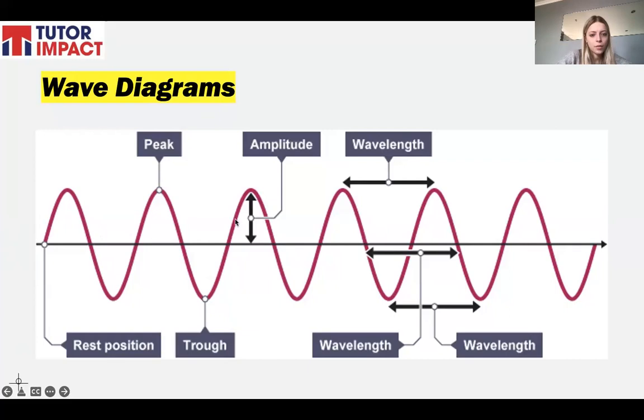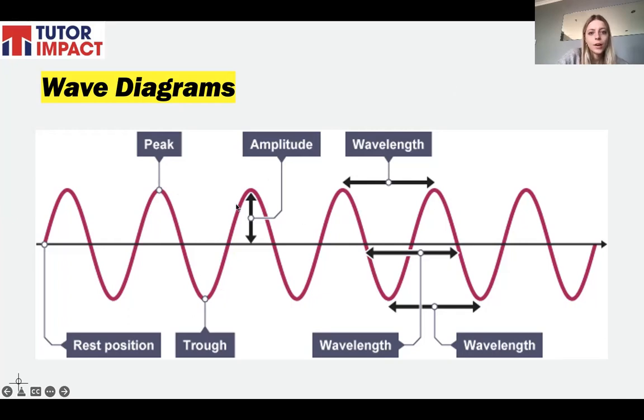The next thing on this diagram you can see is the peak and the trough. So you remember before we spoke about peak and trough being the highest and lowest points above and below the rest position. And you can see that here. So the peak here is the highest point above the rest position, and then the trough is the lowest point below the rest position.